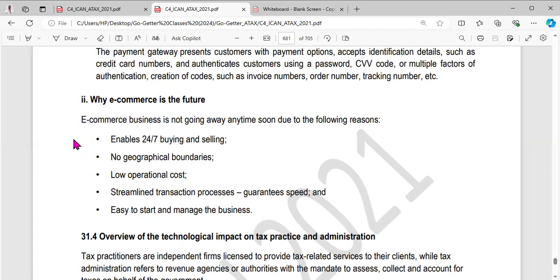So while we'll be having midnight in Nigeria, even way into the night, Nigeria will be sleeping, somebody in Canada is doing business, somebody in China is doing business. So 24 hours buying and selling. If your platform is 24 hours enabled, like Amazon, you will always be having buying and selling going on even while you sleep. So e-commerce business is going to stay because of that. There are no geographical boundaries. You can be here and be buying something that is in the United States, and somebody in the United States will be selling to you.